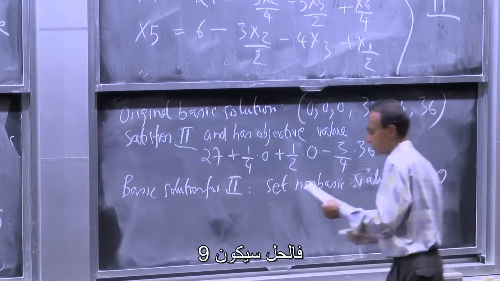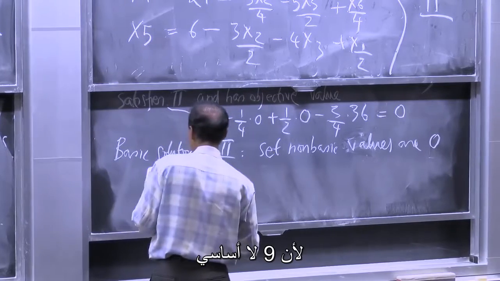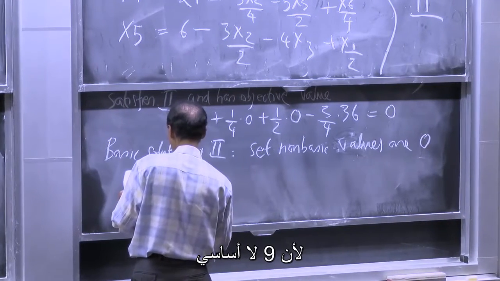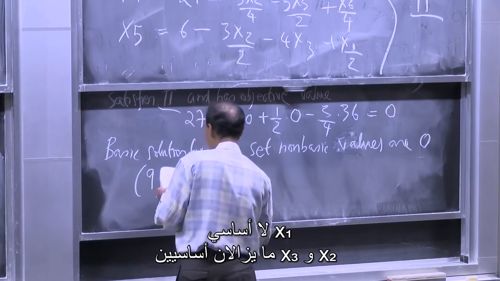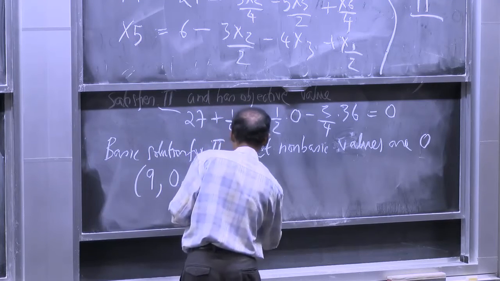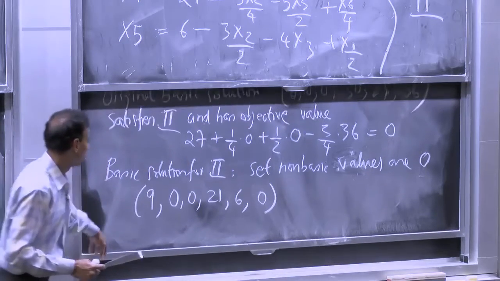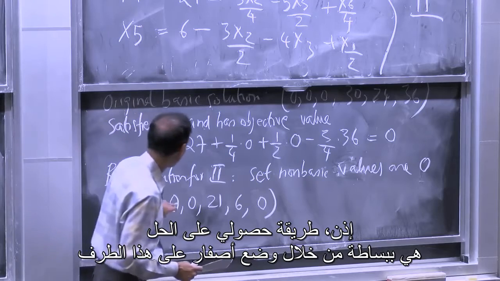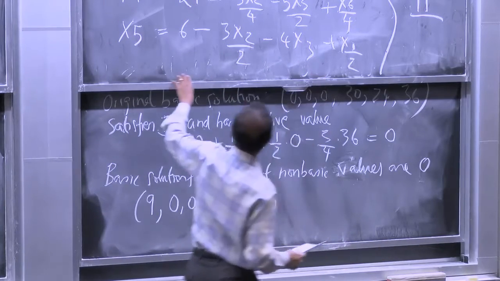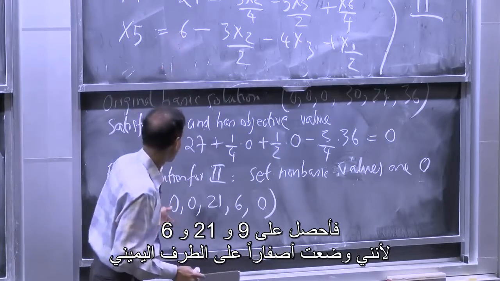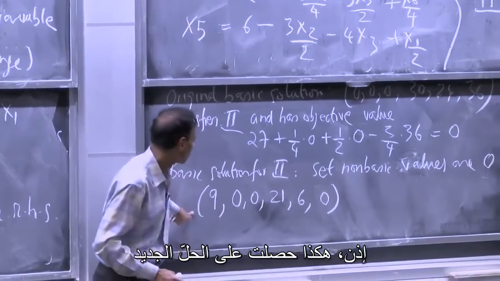So the solution is going to be 9, because x1 is now non-basic. x2 and x3 are still basic. And then I have 21 and 6. And x6 now has become basic. So the way I get the solution is simply by plugging in zeros on this side. Okay, and I get 9, 21, and 6, because I just plugged in zeros on the right-hand side. So that's how I got a new solution.